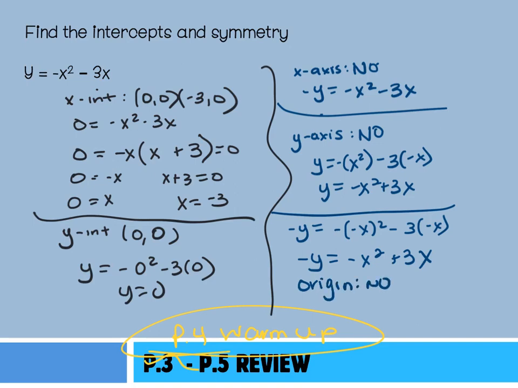So this question on your test is like a checkbox one, and you're going to check all that apply. So if it was x and y and origin, you would check all 3. If it was x and origin or y and origin, you would check those. And if it's none, you're going to check none.